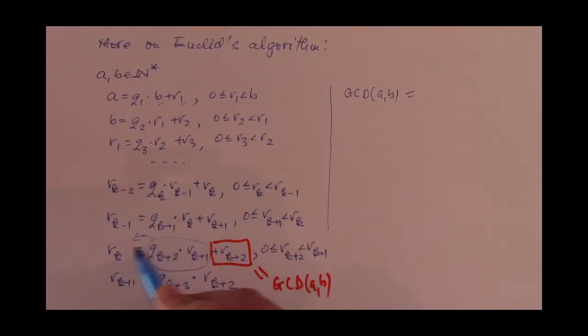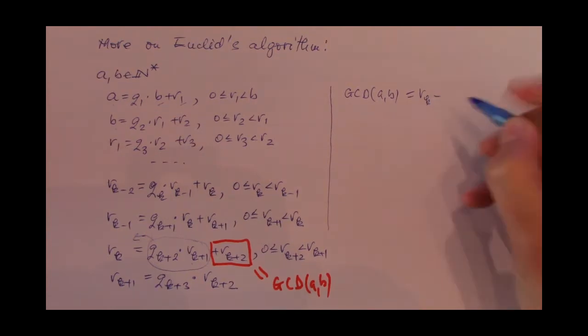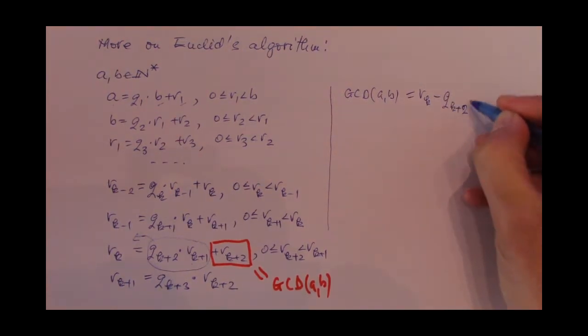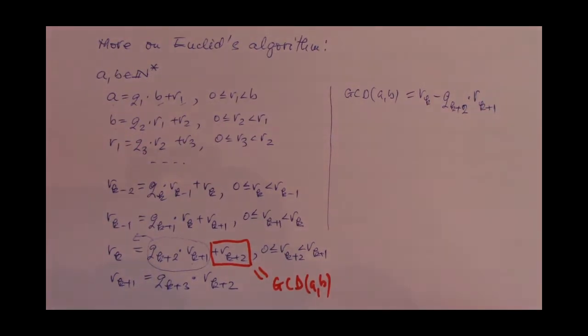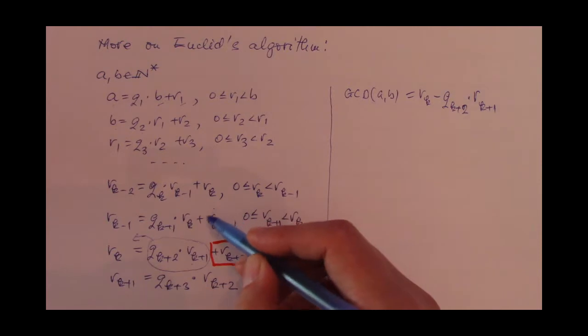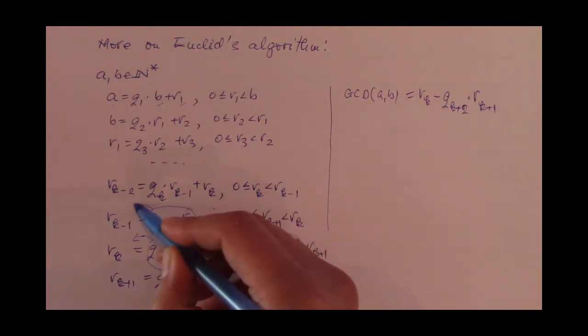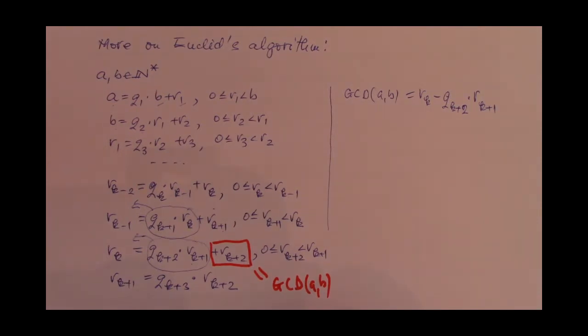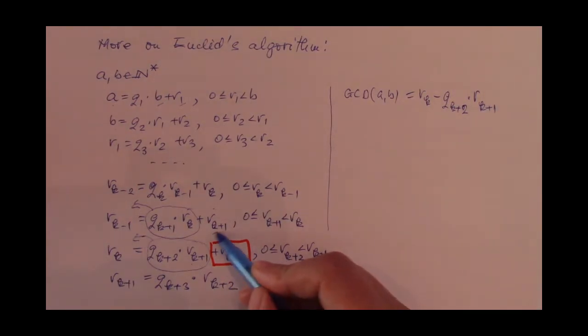So again, we're going to move this term over to the left hand side. So we get rk minus qk plus 2 times rk plus 1. Again, all we did is we moved one term of this expression on the right hand side of this equality over to the left hand side. So nothing special. Now let's move back up to the previous equality that is part of Euclid's algorithm, and let's do the exact same thing. Let's move this term over to the left hand side of the equality. So what we get is a way of writing the remainder rk plus 1.